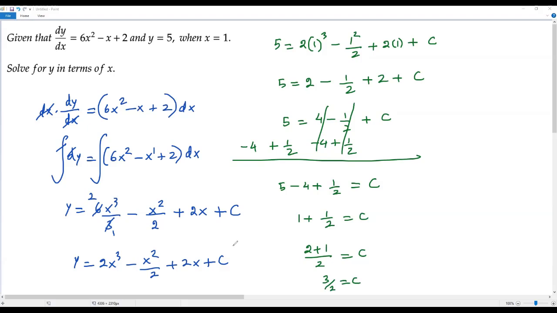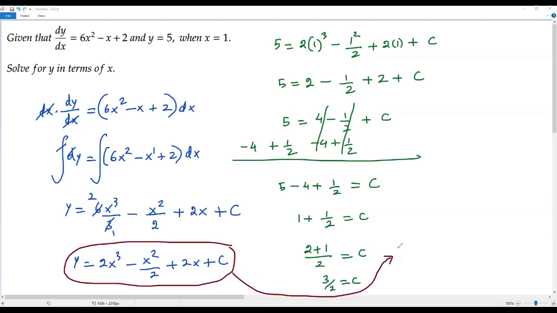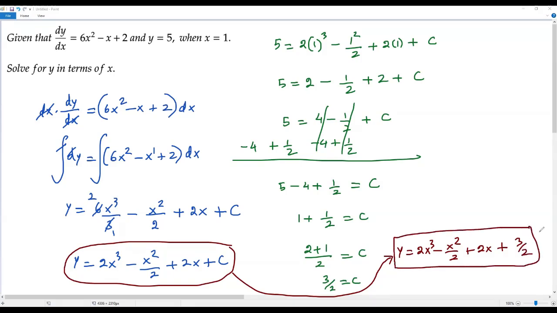Now let's take the result we got from the integration, that is y equals 2x³ − x²/2 + 2x + c. Instead of c we can write 3/2. That is, we plug in 3/2 for the integral constant c. I have solved for y in terms of x. So that is y equals 2x³ − x²/2 + 2x + 3/2.